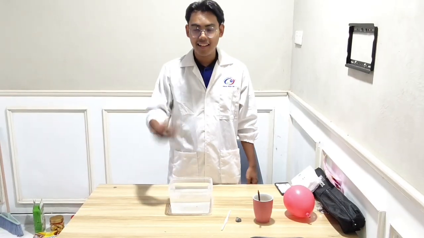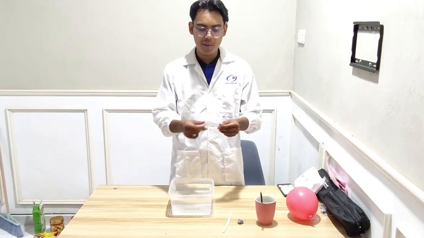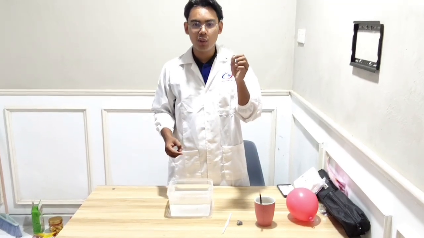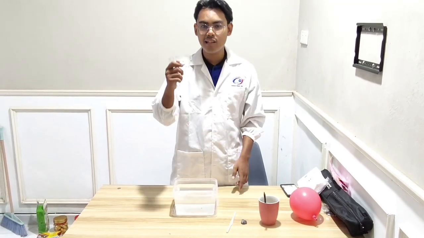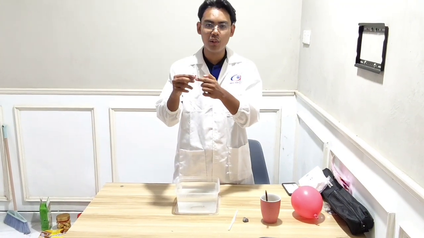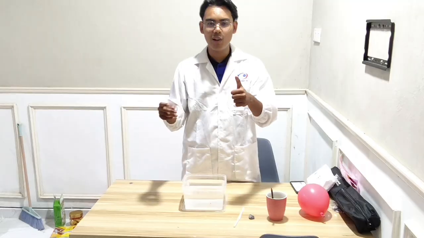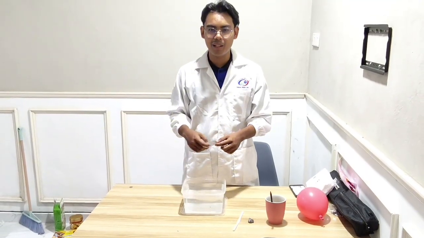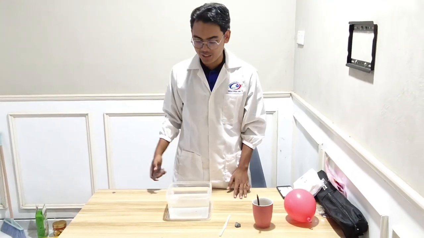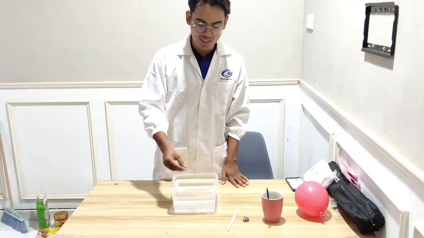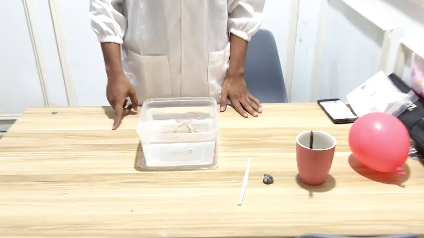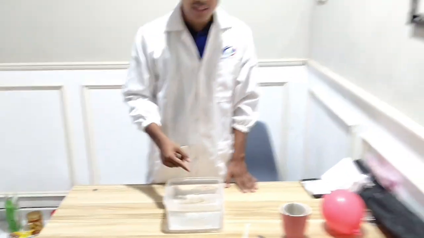Okay, and the last object that we will use is a ruler. Remember to not use the dangerous one because it could hurt your hand. So don't use the sharp ruler, use a safety ruler, because this is just a good experiment for all the people in all the world. Okay, so we will put this ruler into the water. As you can see, the ruler is floating.